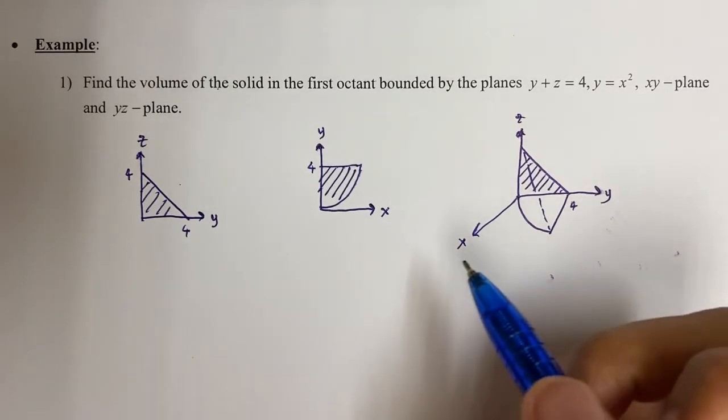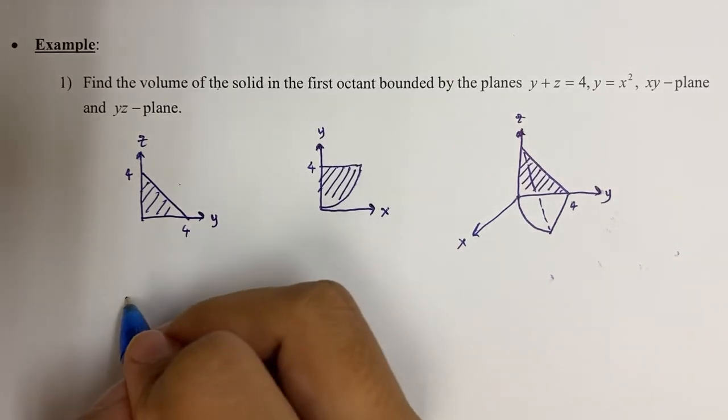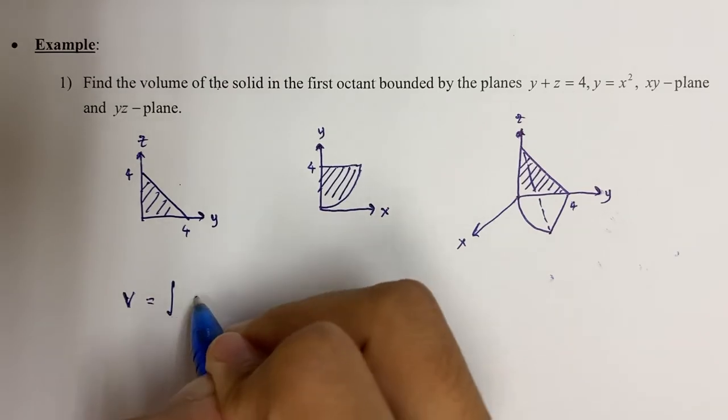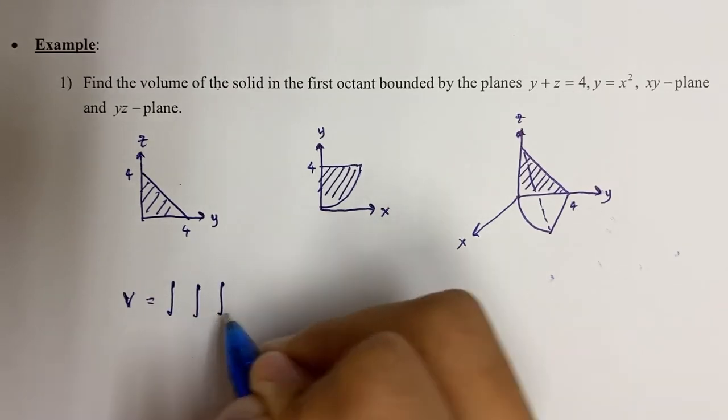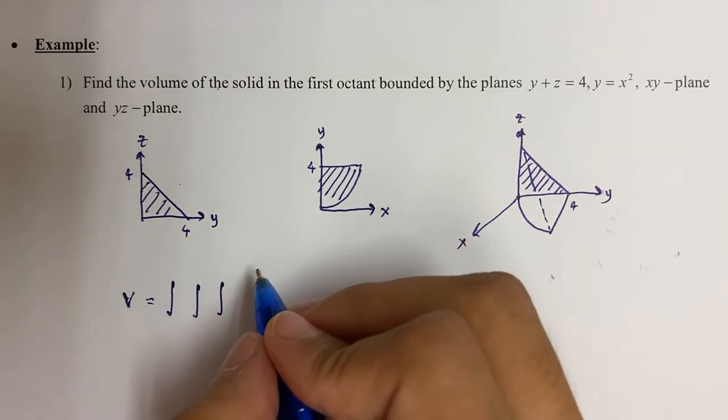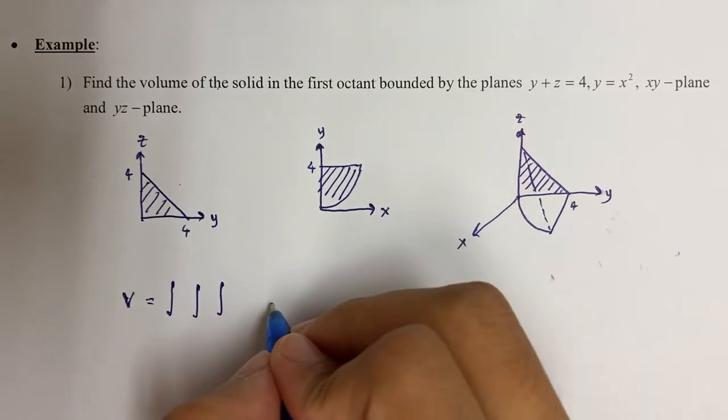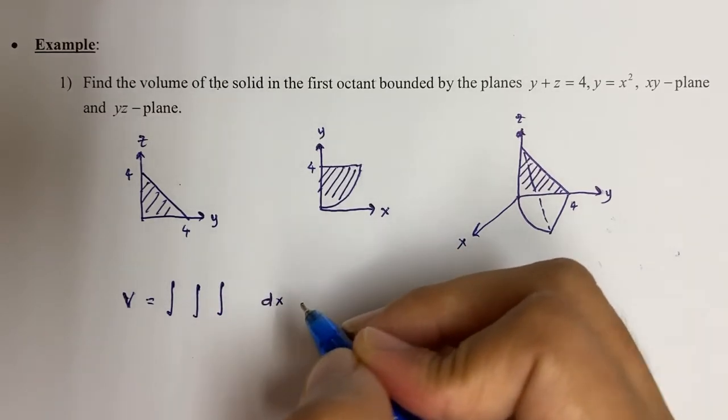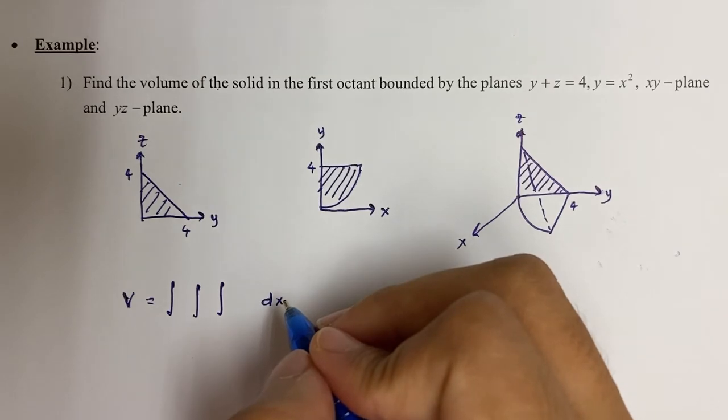So the question asks you to find the volume again. So for the volume you have a triple integral. You need to solve for dx first, and then followed by dy dz.